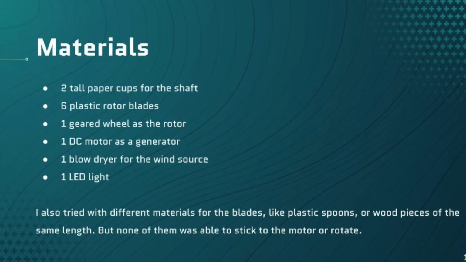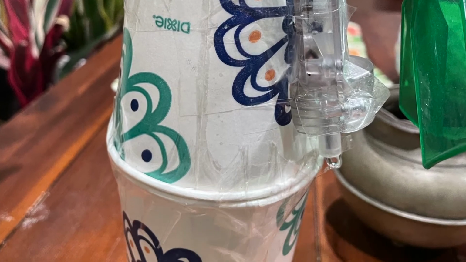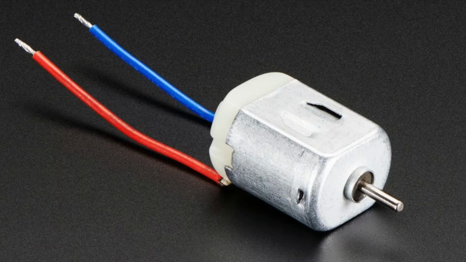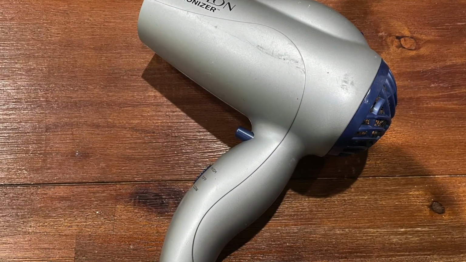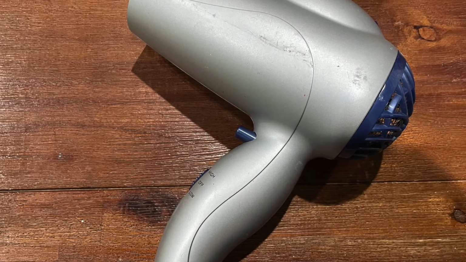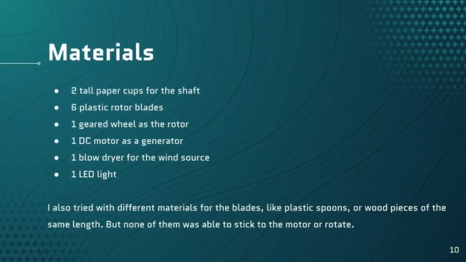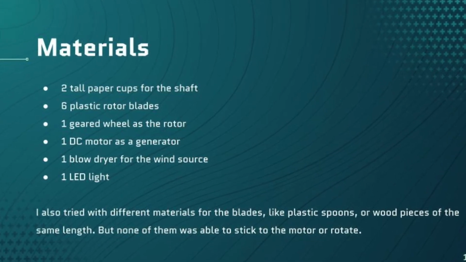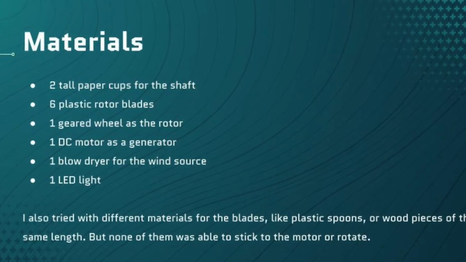Here are the materials I used to make my wind turbine. 2 tall paper cups for the shaft, 6 plastic rotor blades, 1 geared wheel as the rotor, 1 DC motor as a generator, 1 blow dryer for the wind source, and 1 LED light. I also tried different materials for the blades, like plastic spoons or wood pieces of the same length, but none of them were able to stick to the motor or rotate.